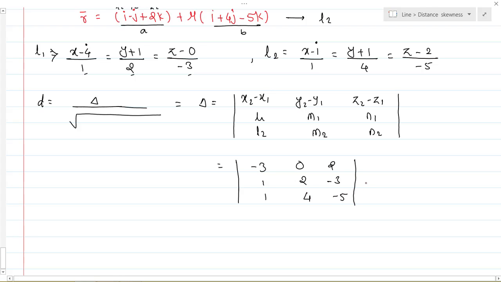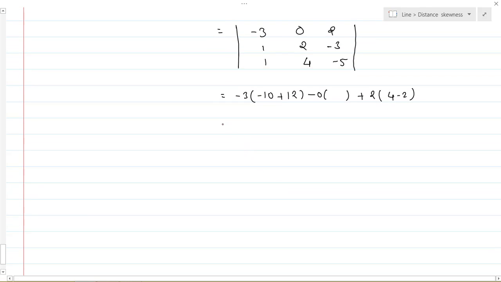Okay, solve this determinant. So this is equals to minus 3 into (minus 10 plus 12), minus 0 into something is 0, plus 2 into (4 minus 2). So this is equals to minus 3 into 2 plus 2 into 2, which is equals to minus 6 plus 4, which is equals to minus 2. So this is the first numerator, which is nothing but minus 2. Now let's find out the denominator part.